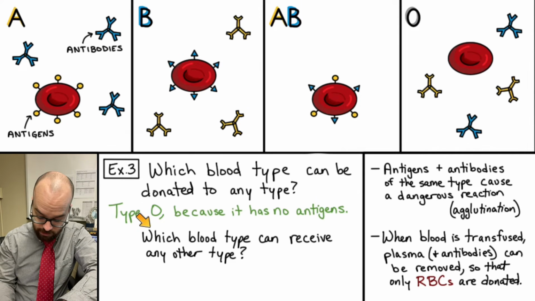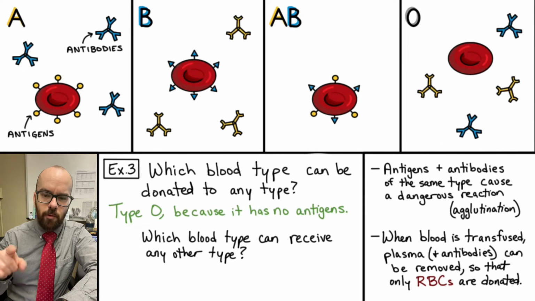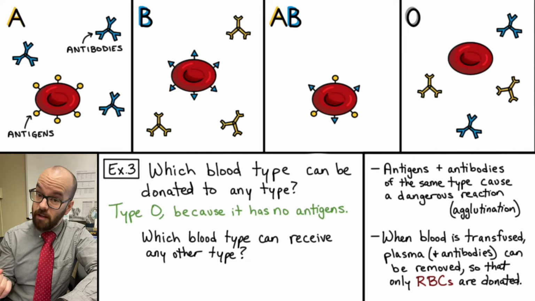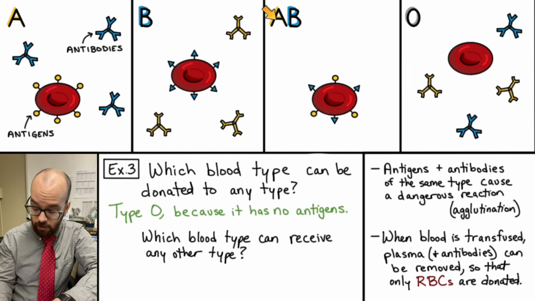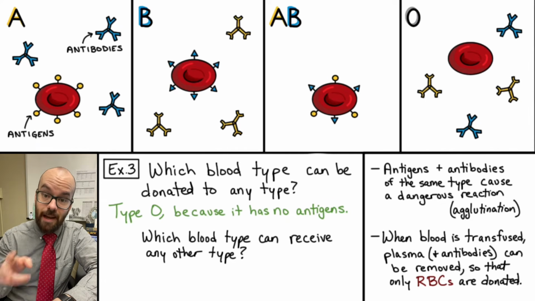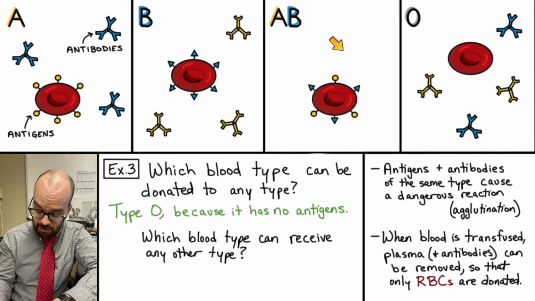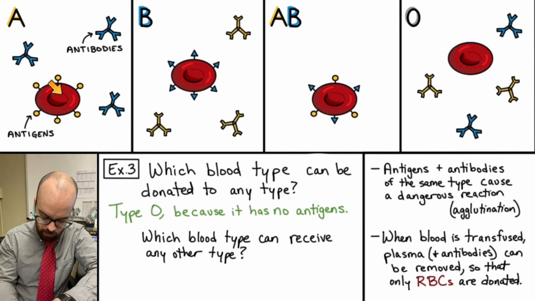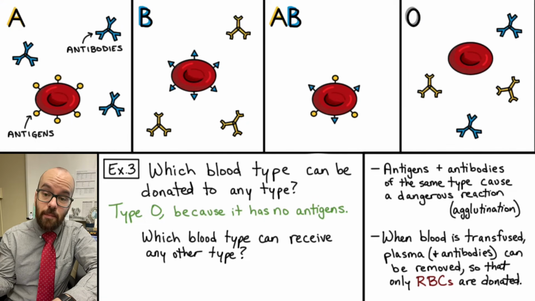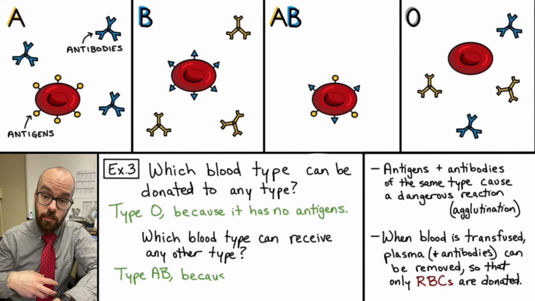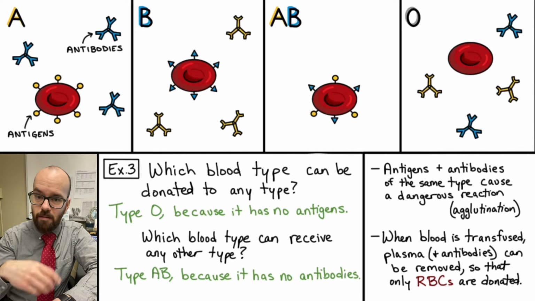Now, which type of blood can receive any other type? Well, in that case, you'd have to look and see what's the type of blood that doesn't have any antibodies to react? Well, type AB blood has no antibodies present in the plasma. Technically, I should say no A or B antibodies present in the plasma, meaning that it doesn't matter. We could give O blood cells, AB blood cells, B blood cells, or A blood cells. We could give any of those blood cell types to somebody with AB blood. There's no antibodies there to react with those new cells. So AB is considered the universal recipient. We can give any blood type to somebody with AB, and they're going to be safe.